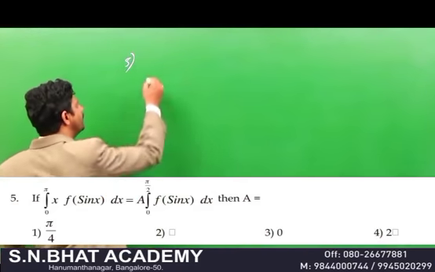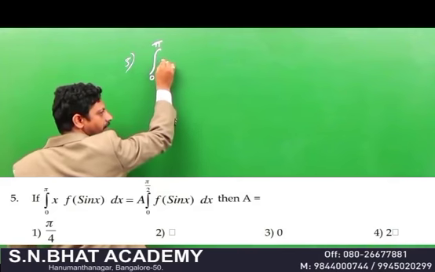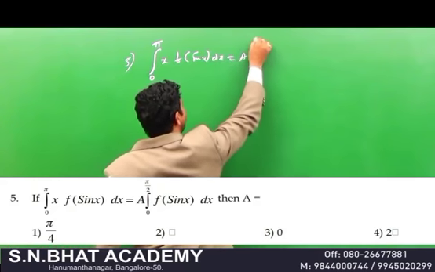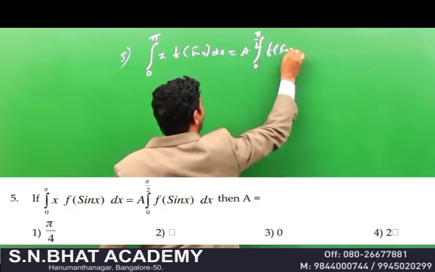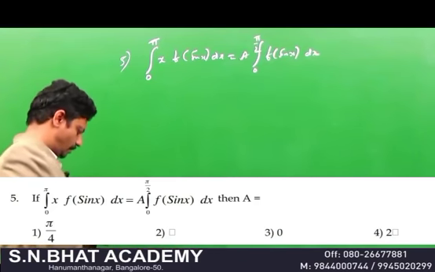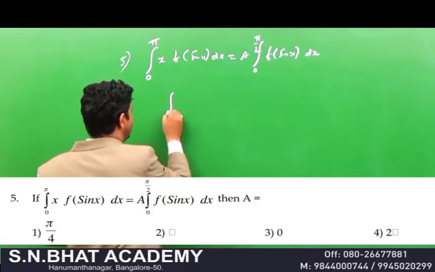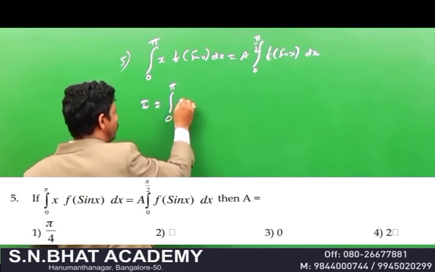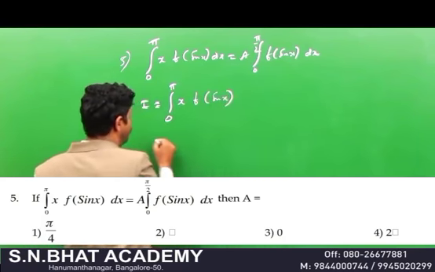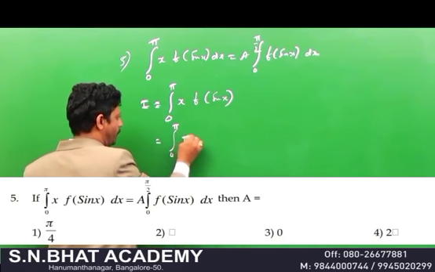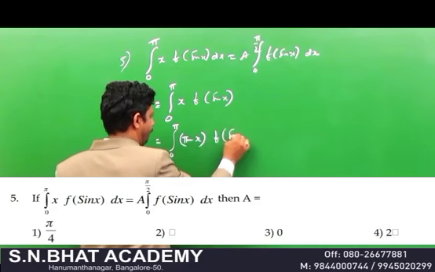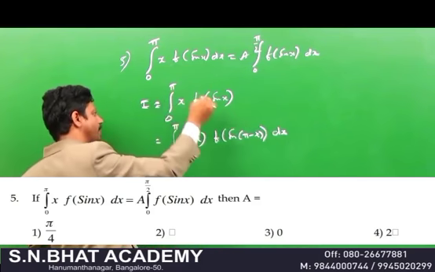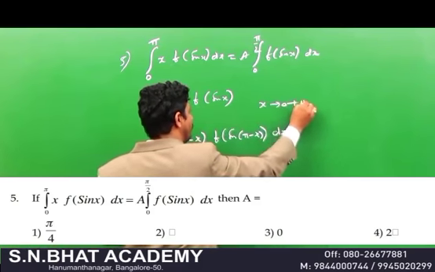Now question number 5. It is given integration from 0 to pi of x f of sin x is equal to a times integral 0 to pi by 2 of f of sin x. We have to determine the value of a. Consider the integral 0 to pi of x f of sin x. Take it as I. Now we can replace x by pi minus x. Using one of the properties of definite integrals, x can be replaced by sum of the limits minus x. That means we can replace x by 0 plus pi minus x.